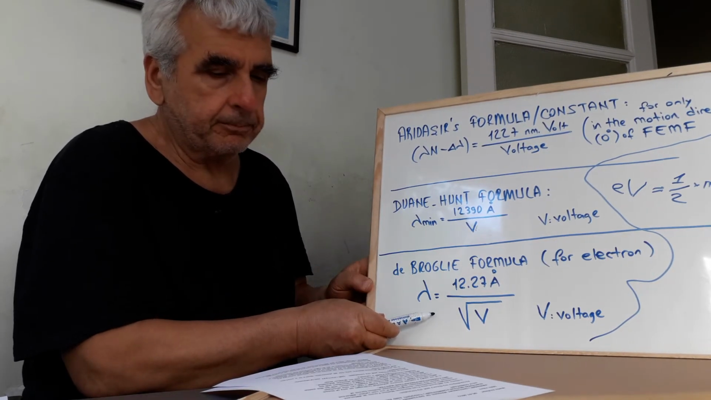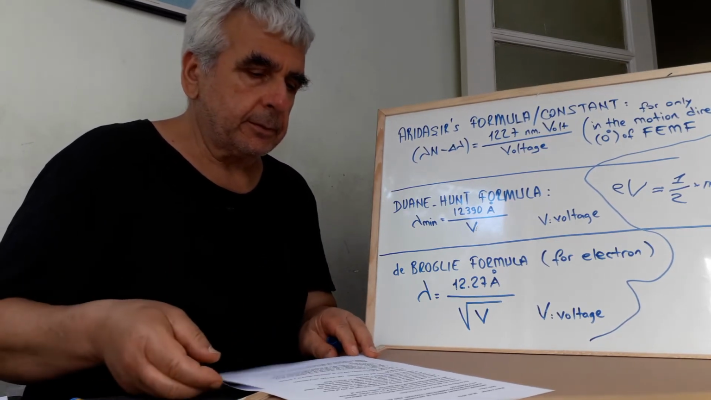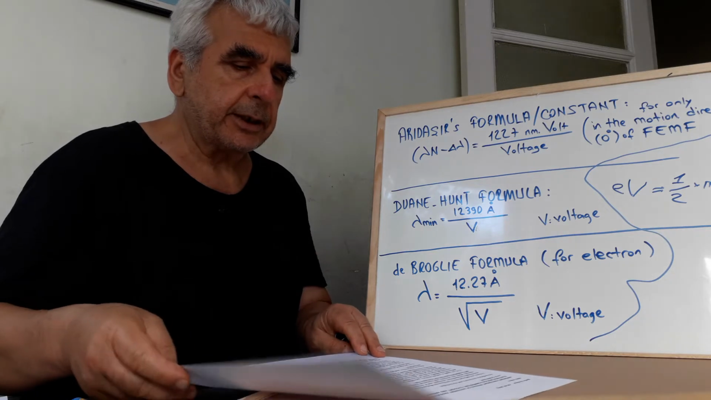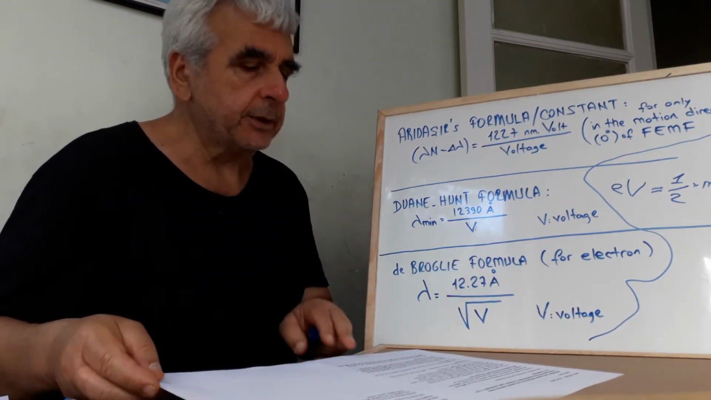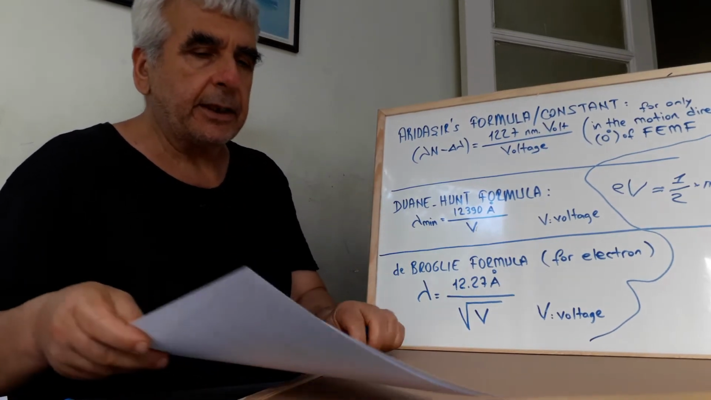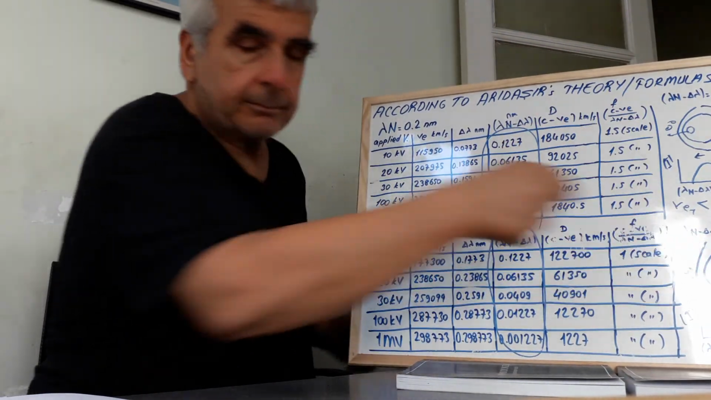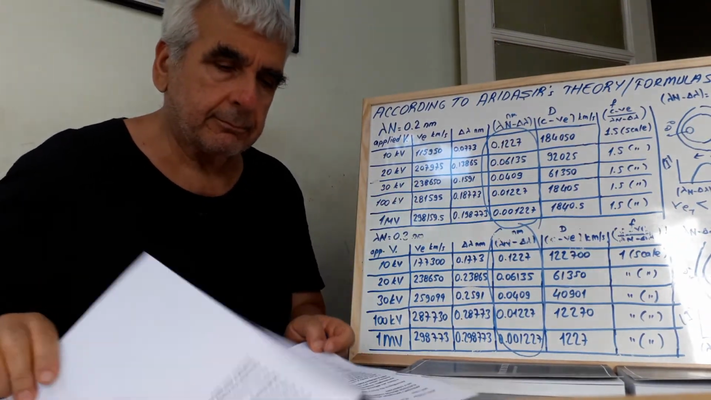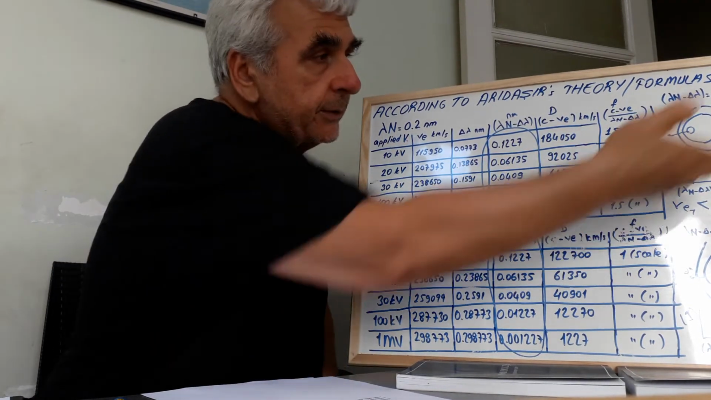Whereas, according to my theory and my formulas, at a certain applied voltage, there are different size electrons that have different masses and different velocities.